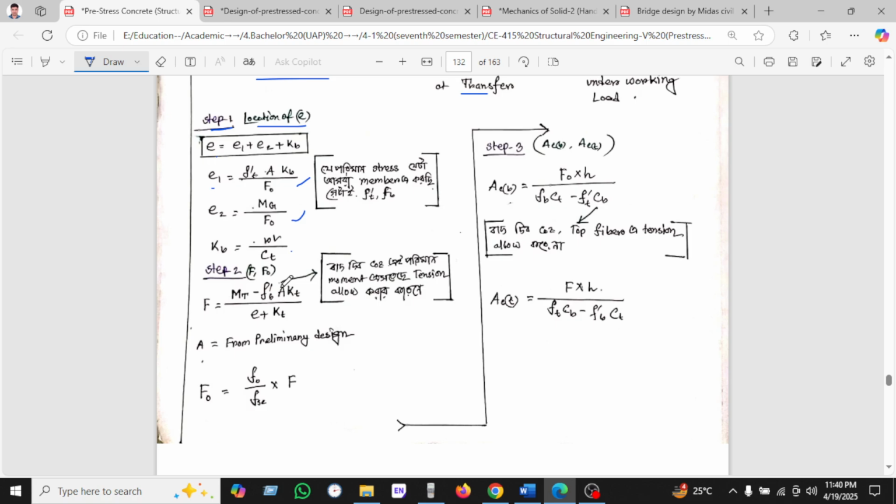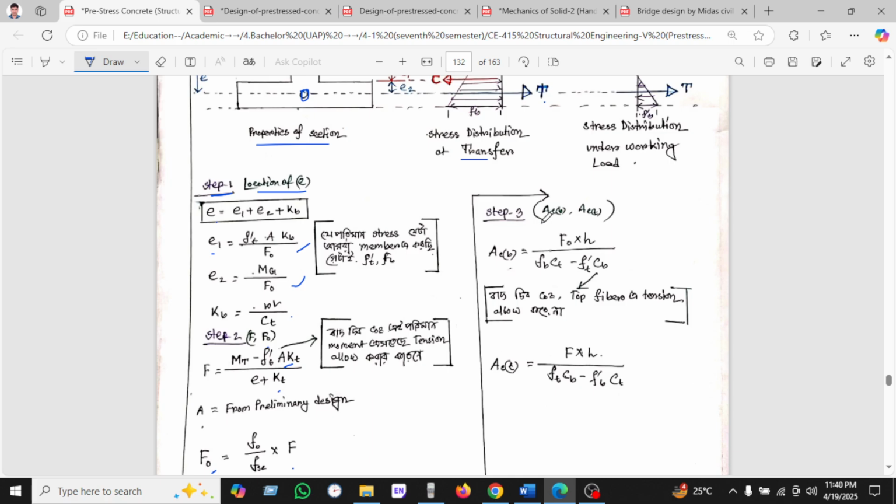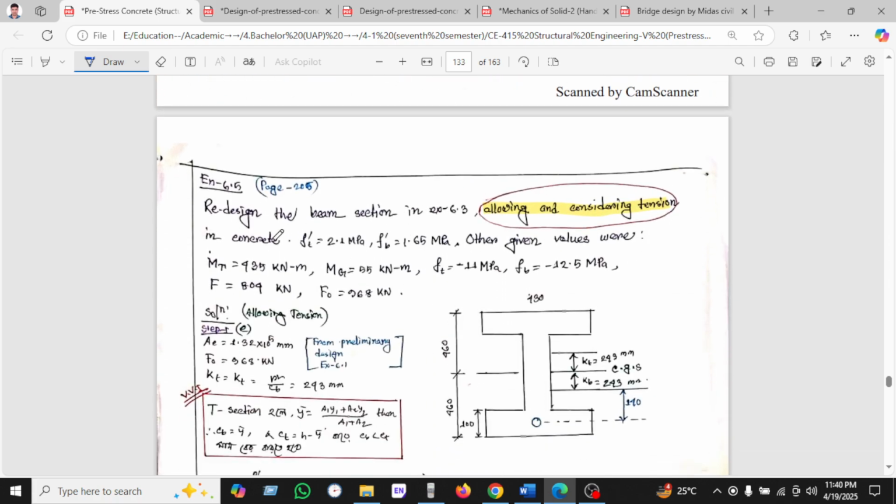Step 2, final F and initial F. F is allowing in this way, and A is the preliminary design. F initial is found this way. And step 3, this is the final outcome. We have found concrete bottom and concrete top. For concrete bottom we use this formula, and for concrete top we use this formula. So let's see an example: redesign the beam section.